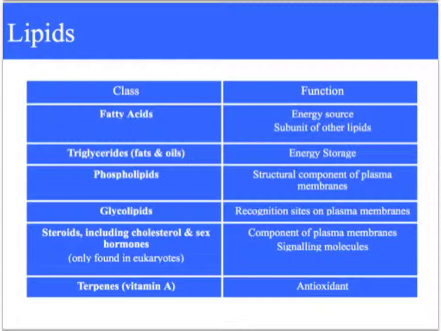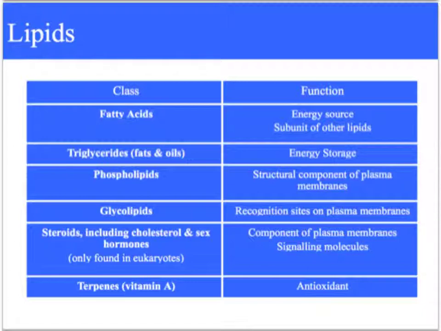Your glycolipids, again, you've got that glyco prefix, so it's something to do with a carbohydrate. They are recognition sites on the plasma membrane, so they help to determine self and non-self. So when we do the immune system later on this year, that will come into play a bit more.